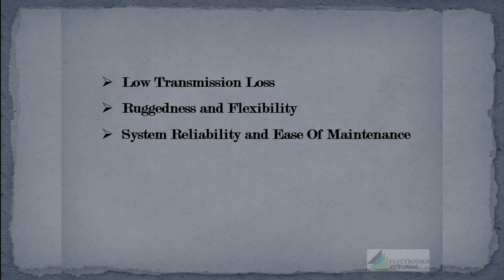System reliability and ease of maintenance. We have already discussed that the number of optical repeaters or amplifiers used can be made very low. With fewer optical amplifiers or repeaters, system reliability is generally enhanced in comparison with conventional electrical conductor systems. And the predicted lifetime of optical components is about 20 to 30 years. These factors tend to reduce maintenance time and cost. Thus, we can say it has potentially low cost.